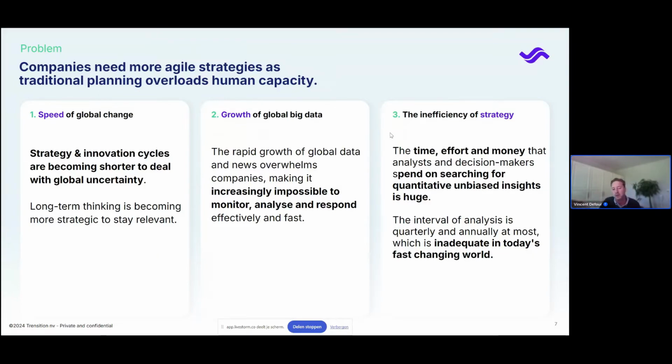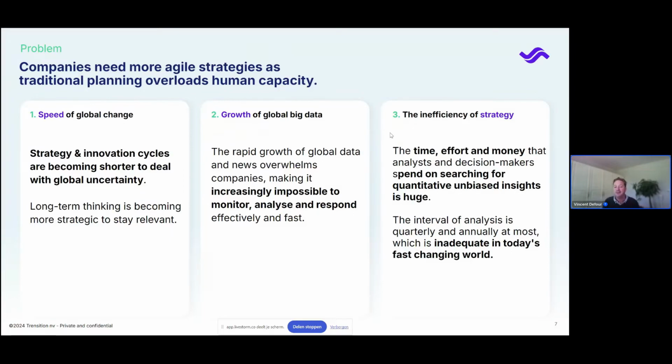And a third one is basically the inefficiency of strategy. Most of the teams that we work with come to us and say, can you augment our workflows? Can you help us? Because the typical analysis is time and effort intensive, which also costs a lot of money if you go for external support on that. And it's always difficult to get quantitative, unbiased insights.